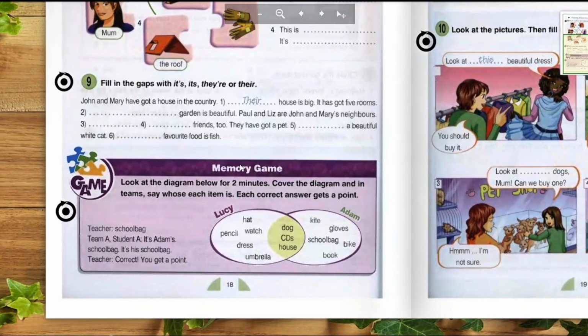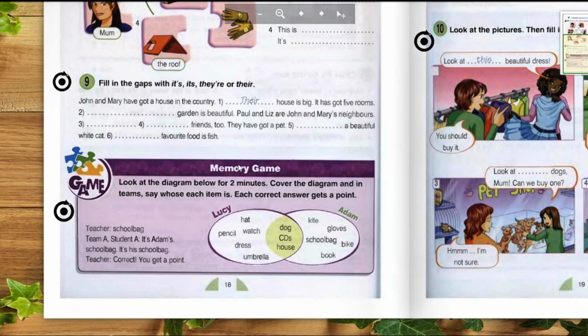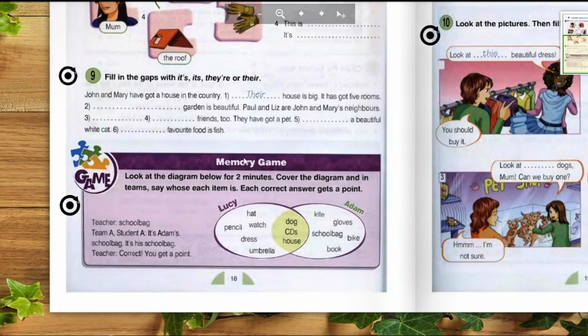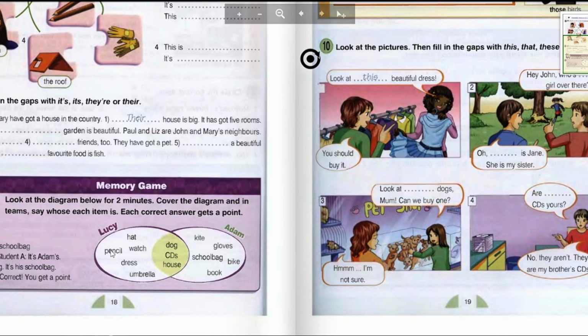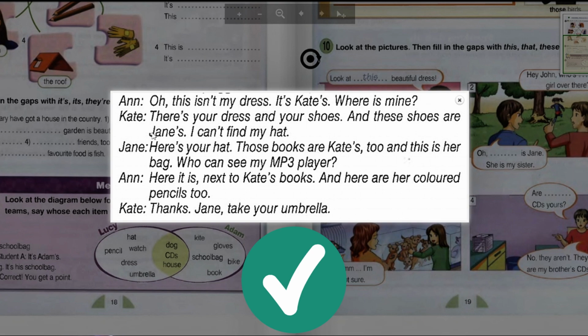So next one is a memory game. Look at the diagram below for 2 minutes. Cover the diagram in teams. Say whose each item is. Each correct answer gets a point. So you can see the diagram: hat, watch, pencil, dress, umbrella, and etc. You can look at the example, how we can use it.